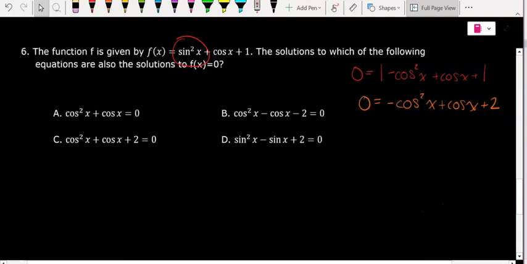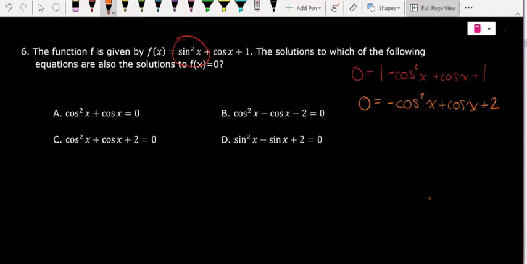I need to scroll over a little bit here. So it's plus 2. Does that equal anything that I have over here? Well, this has a cosine squared, not a negative cosine squared. This one has a positive cosine squared. This has a positive cosine squared. Mine's negative. Well, what if instead of having everything over here, I bring everything over to the other side? Wouldn't that just make it be positive cosine squared minus cosine minus 2 is equal to 0? That's just bringing everything over to the other side instead. Well, shoot, that's right here, isn't it?